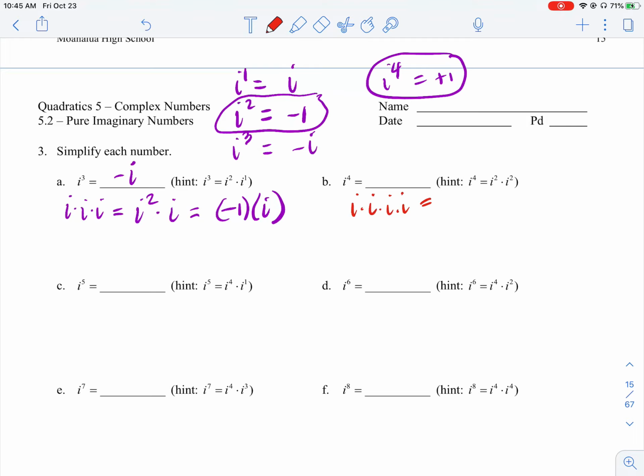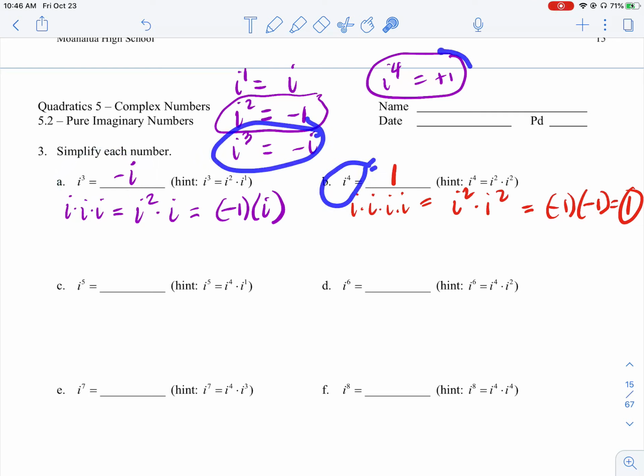If you group them into 2, that is i squared times i squared. And we know that i squared is equal to negative 1, correct? Yes? Okay, so i squared is negative 1, another negative 1. And so negative 1 times negative 1 is a positive 1. That's the reason why i cubed is negative i, and then i to the fourth is a positive 1.